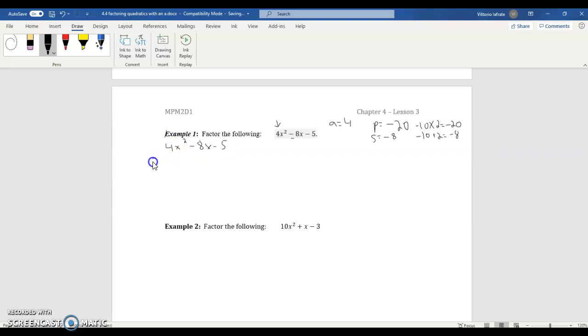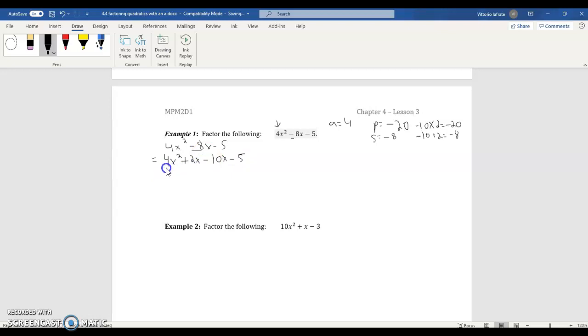That's going to be equal to 4x squared, and we're going to decompose our middle term into plus 2x minus 10x. So this negative 8 became plus 2 and minus 10. They're still equal to negative 8, so it doesn't really change what my expression is. So what I've done is I've created two groups, really.